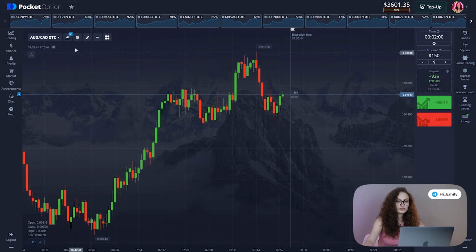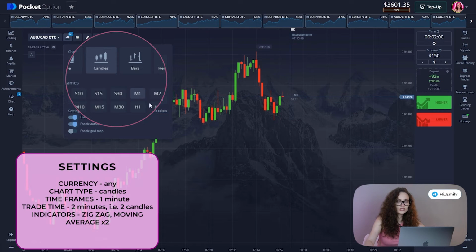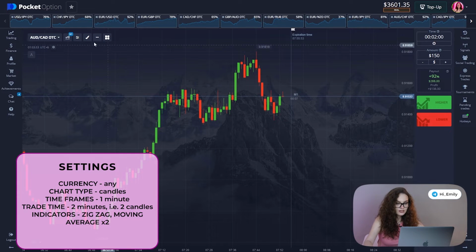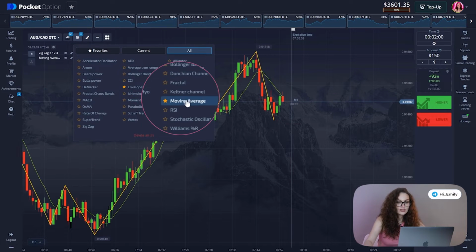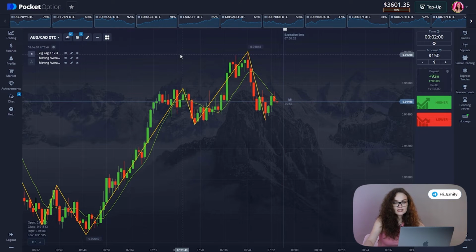And we begin to set the necessary settings. Choose chart type candles, time frame 1 minute. The trade execution time is strictly 2 minutes, that is 2 candles. Next, go to the Indicators tab and select Zig Zag and Moving Average twice. That is, in total we will display 3 lines: the Zig Zag indicator and 2 moving averages.